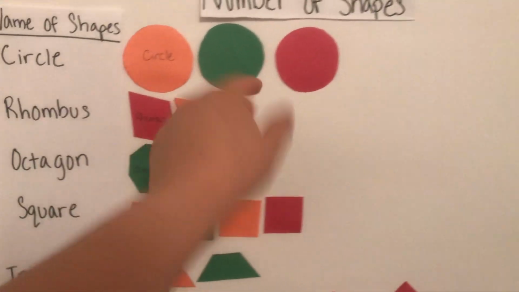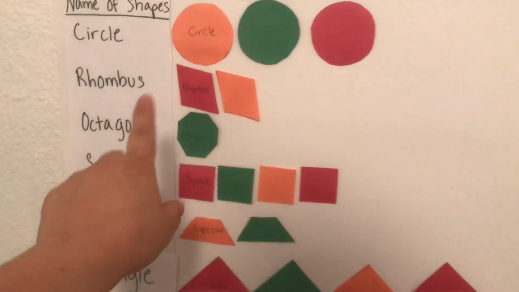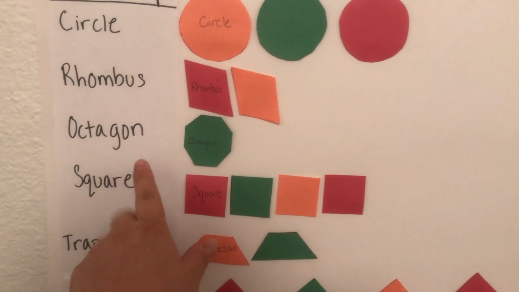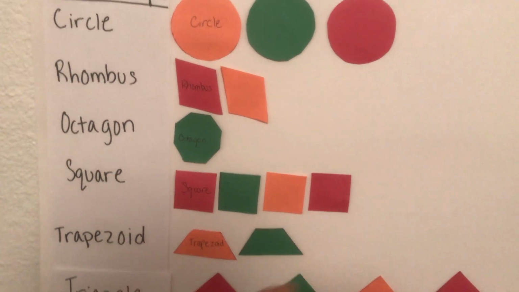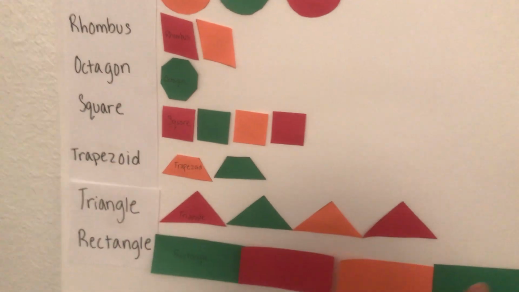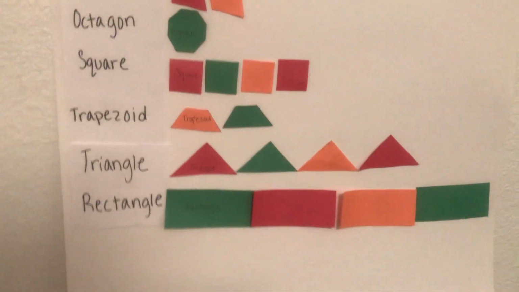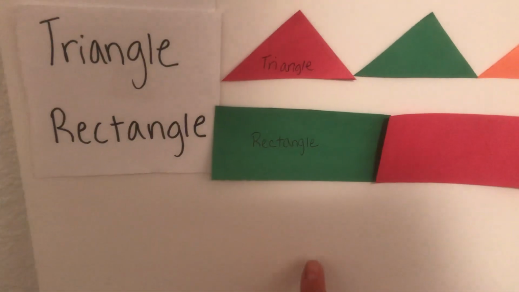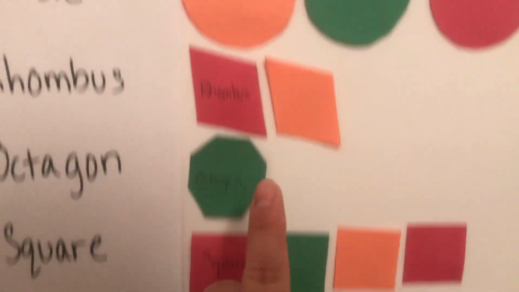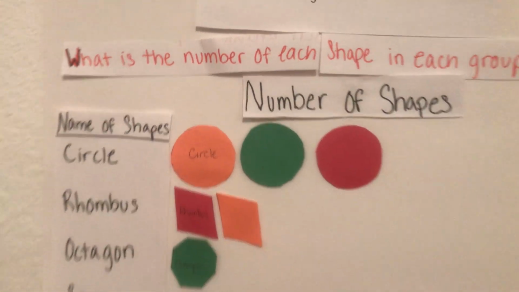So circles, I had in this group 3 circles. Rhombus, 2 rhombuses. Octagon, 1. Square, I had 4 of them. Trapezoid, I had 2. Triangle, 4. And rectangle, I had 4 as well. And if you notice, this would be considered like the provision. You have your labels on each shape.